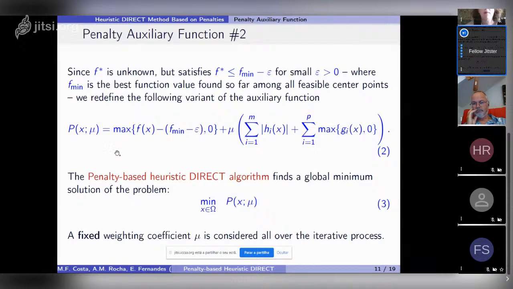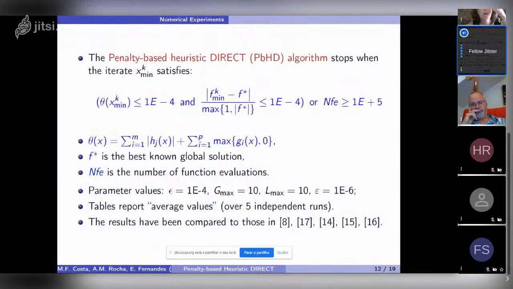So the penalty-based heuristic direct algorithm finds a global minimum solution of this problem here. In our work, we consider the penalty parameter fixed all over the iterative process. So now I'm going to show you some numerical experiments.